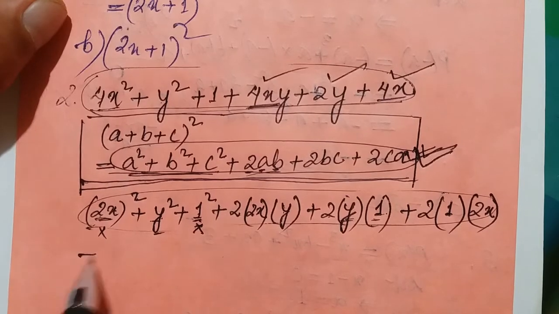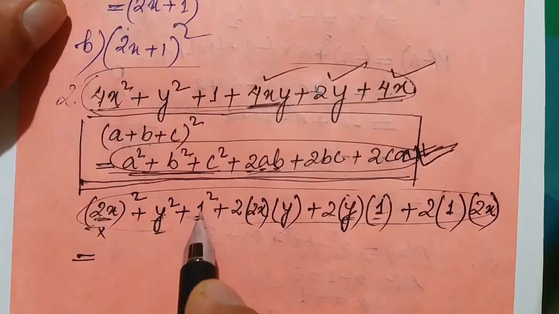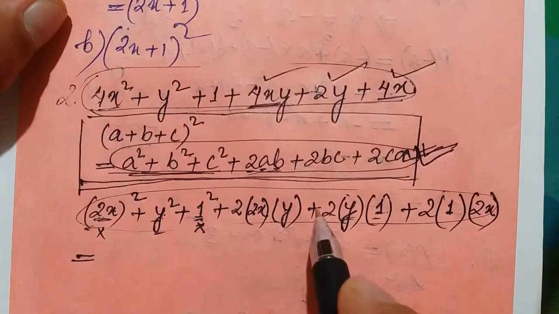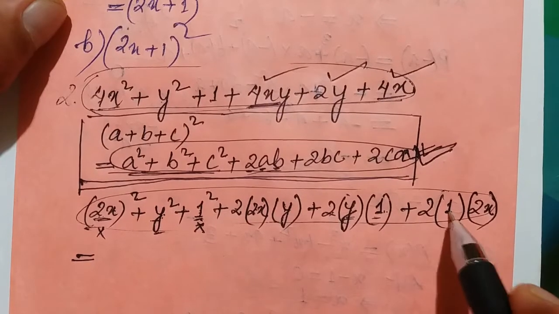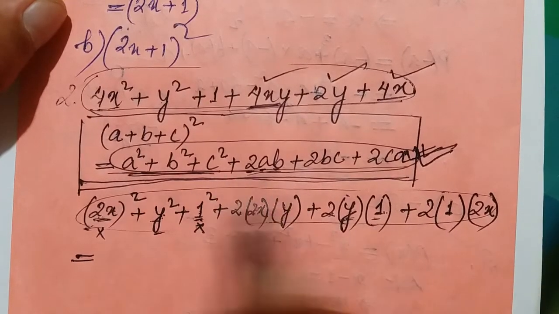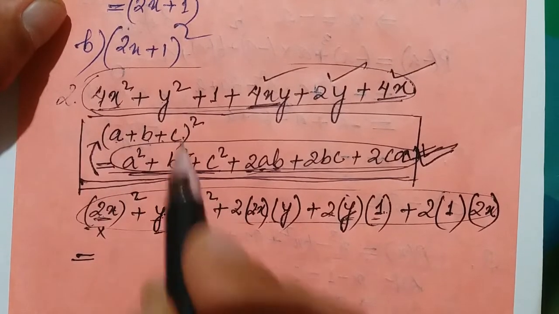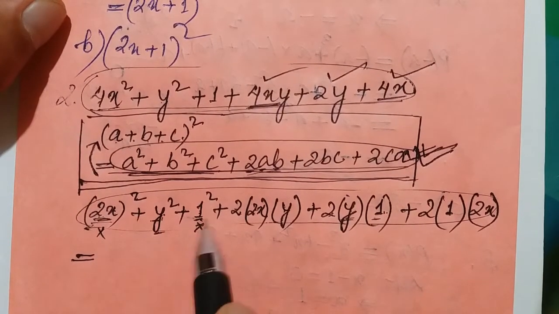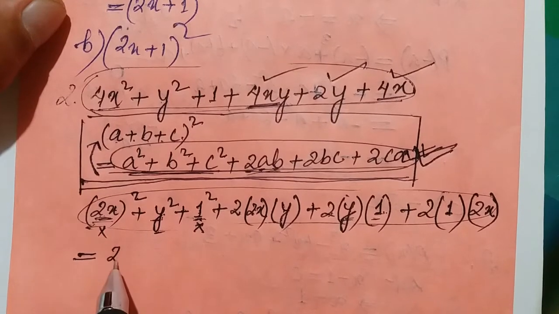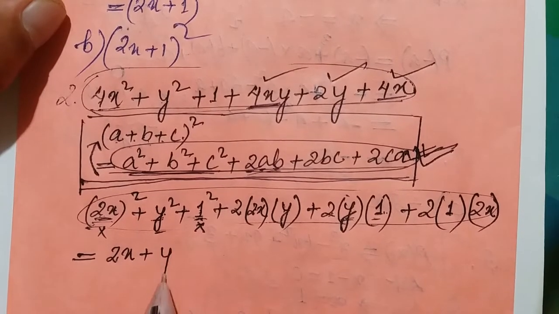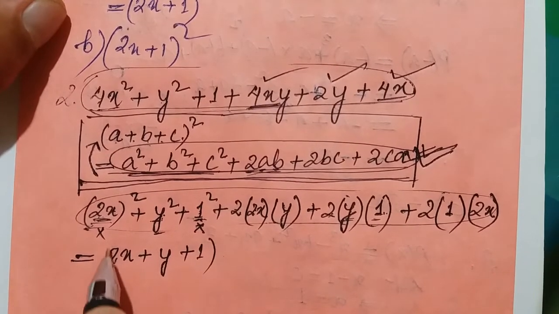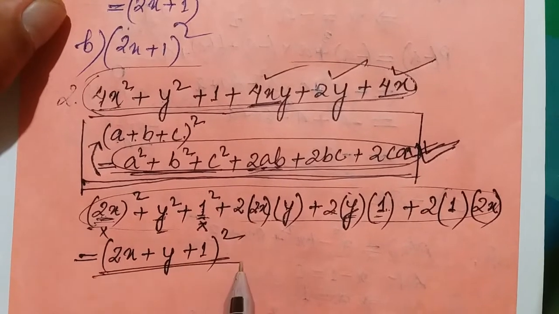So now this is a square plus b square plus c square plus twice ab plus twice bc plus twice ca, which is in this form. So we will write it like this: a plus b plus c holding square. So this is our a, this is our b, this is our c. So we have here 2x plus y plus 1 holding square. So this is the answer.